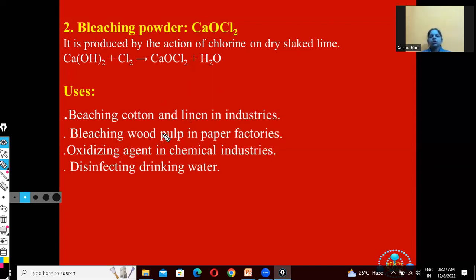It is used as an oxidizing agent. It can provide nascent oxygen. Nascent oxygen we write like this in bars as it is very reactive. When nascent oxygen combines with any colored substance, it gives you colorless things. It is used to disinfect water, to kill the germs present in water.